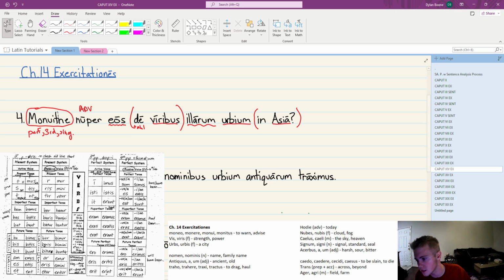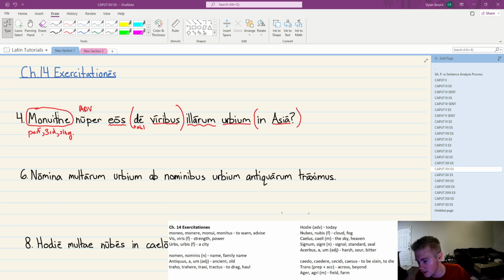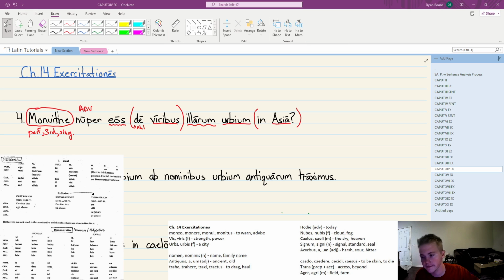Adverb nuper means recently. Eos, from your is, ea, id chart, third person personal pronouns. You should know that this is plural accusative masculine. Let me pull it up for you there. Yeah, bottom right of this chart here, but this is accusative plural masculine. So, them, right? Since it's a third person pronoun.